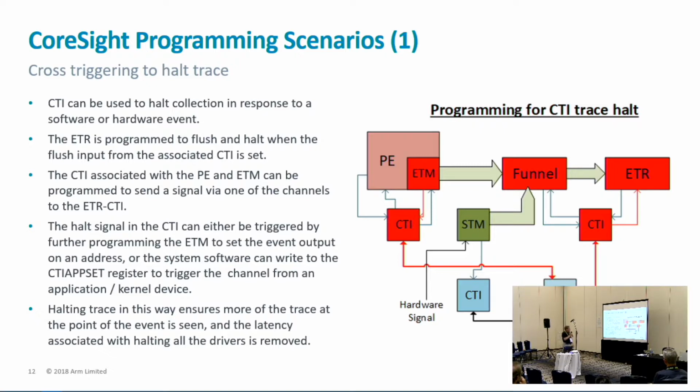So effectively you need to program up the ETR to stop on a signal from the CTI. The CTI attached to the CPU is also programmed to communicate with that CTI, and then this can be triggered either by using the ETM comparator, for example, or simply using a software routine in your application, or maybe the panic routine in the OS, to trigger the CTI to switch on the channel and stop the ETR from gathering data. At which point, the normal shutdown procedures carry on, but you captured the event you were looking for.